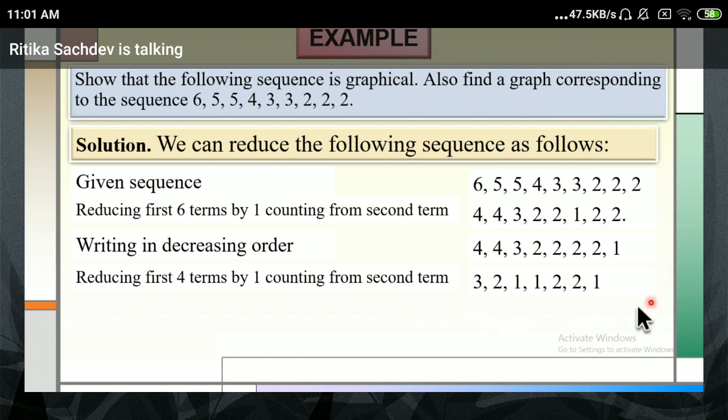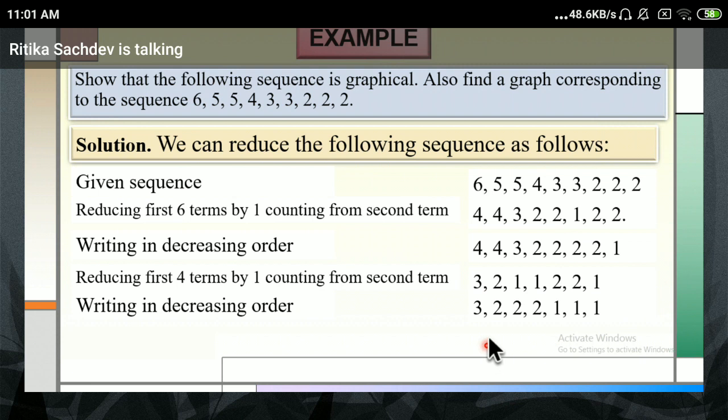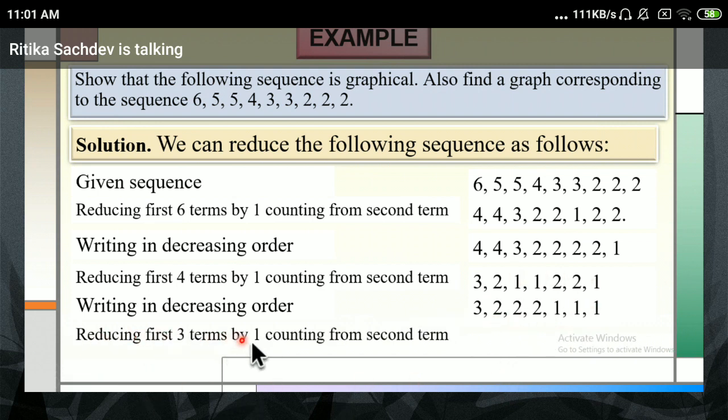Now again check. This is not in decreasing order. Now if it is not in decreasing order, I should write it in decreasing order. So when I write this in decreasing order, I get 3, 3 times 2 and 3 times 1. Now I will again reduce it. So reducing the first three terms by 1, starting from the second term. That means we don't write the first term because we are considering it and moving ahead. So we don't have to write down this first term. From the second term onwards, subtract 1 1 1. So tell me what will be the answer.